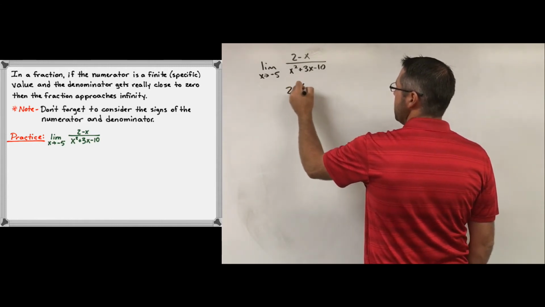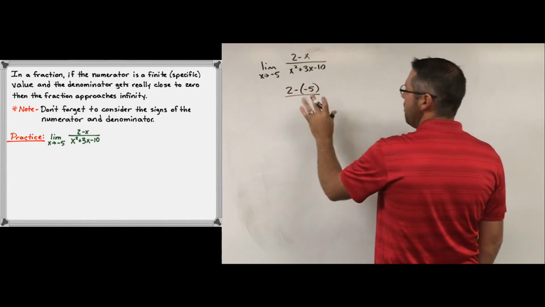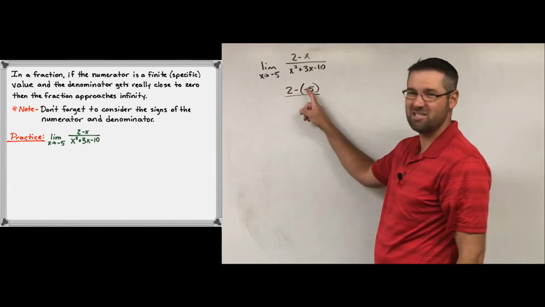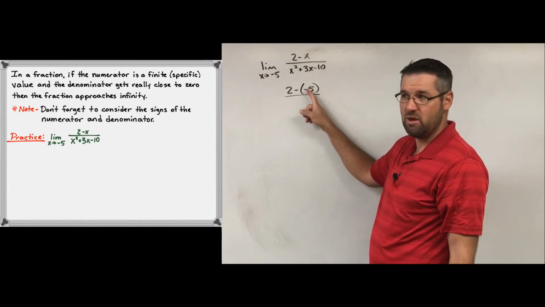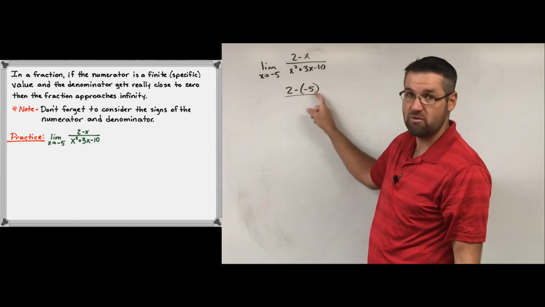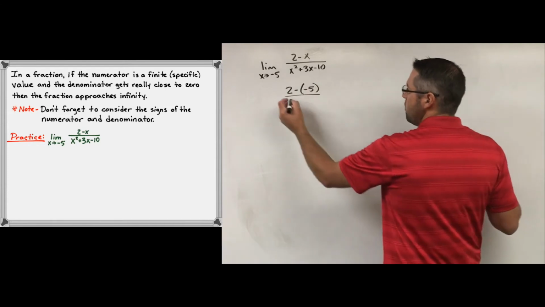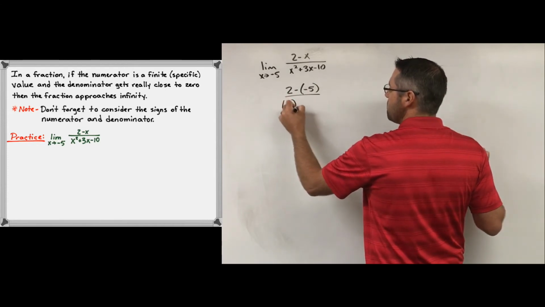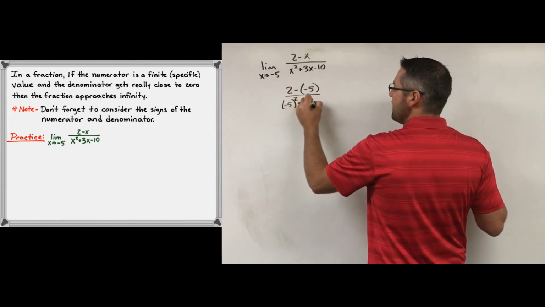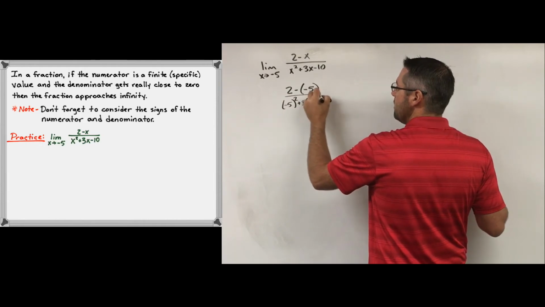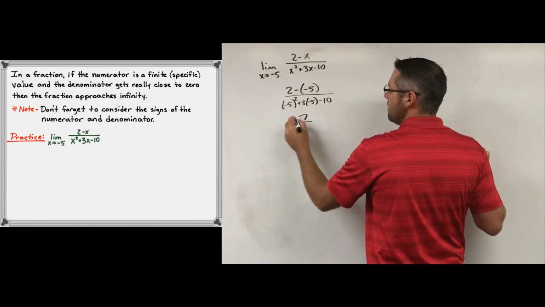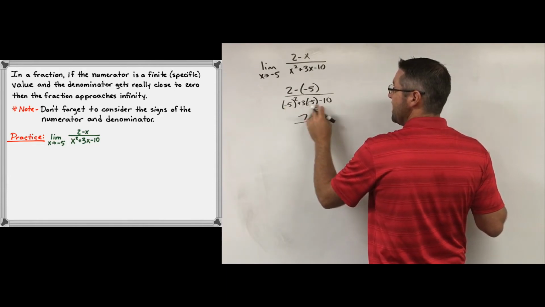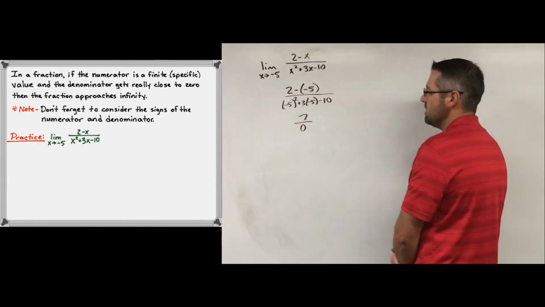2 minus negative 5. Well, we know we're on the right track here because we're getting a constant value here. Since this isn't 0 or infinity, we can't have indeterminate. So we'll plug this in. We get negative 5 squared plus 3 times negative 5 minus 10. And then simplify that, we end up with 2 minus negative 5 is 7. That's going to be 25 minus 15 is 10. Minus 10 is 0. Interesting.